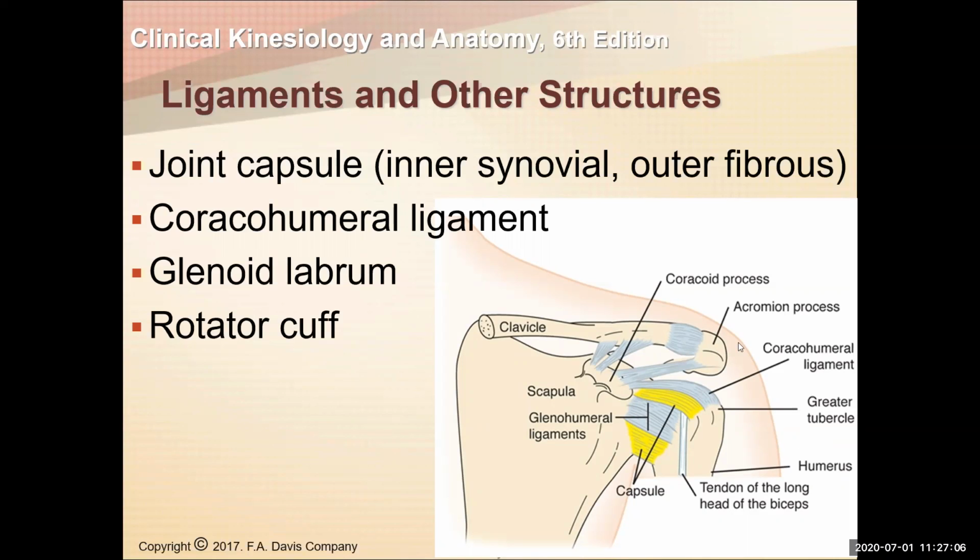Now, there are all of them out there. You've got your glenohumeral ligaments, you got your capsule, you've got your coracoacromial ligament. You've got all these that are there, right? The main one when we're talking about the shoulder is going to be that coracohumeral ligament.